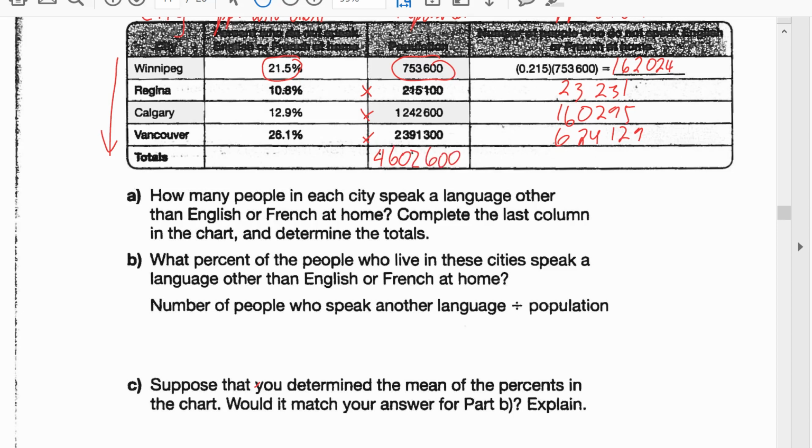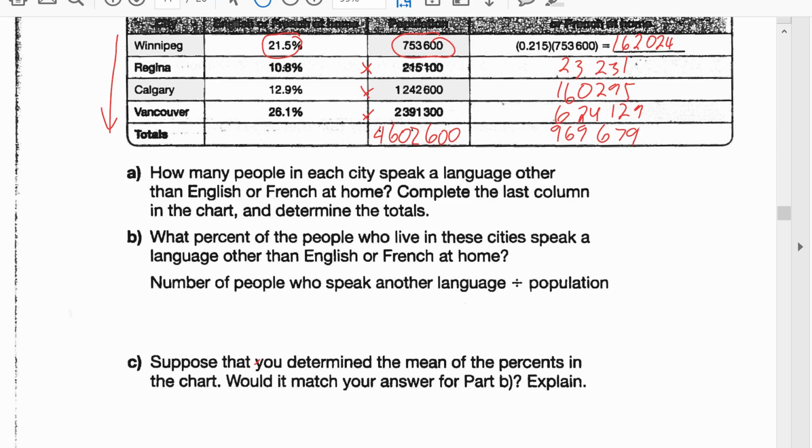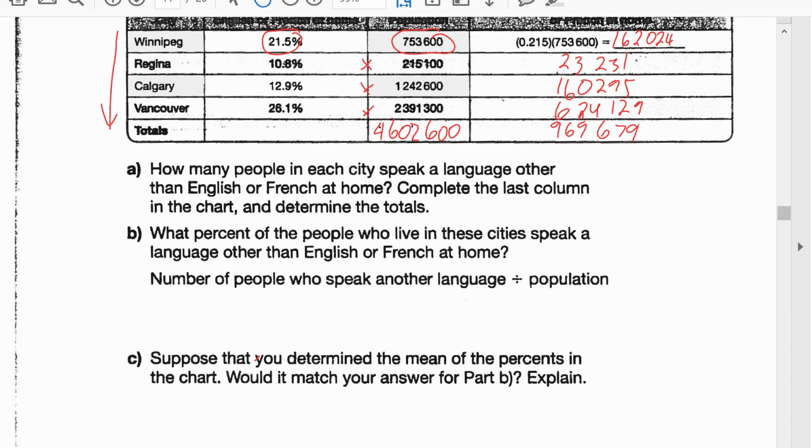Okay. So we're looking at a total population of 4,602,600. And the total that don't speak English at home is 969,679. So how many people in each city speak a language other than English or French at home? Complete the last column in the chart and determine the totals. Okay, so we did that right up there. What percent of people who live in these cities speak a language other than English or French? So we do number of people who speak another language divided by the population. So that's just our totals that we got.